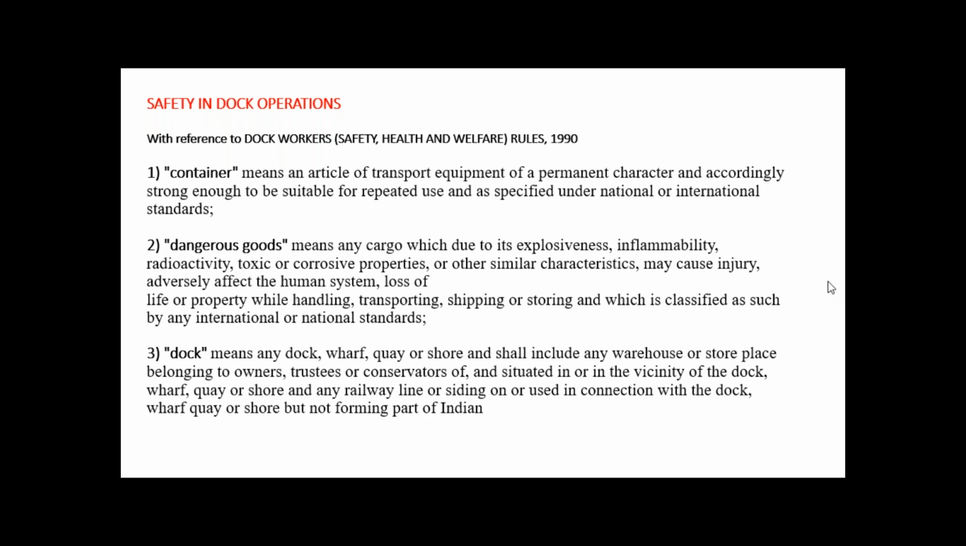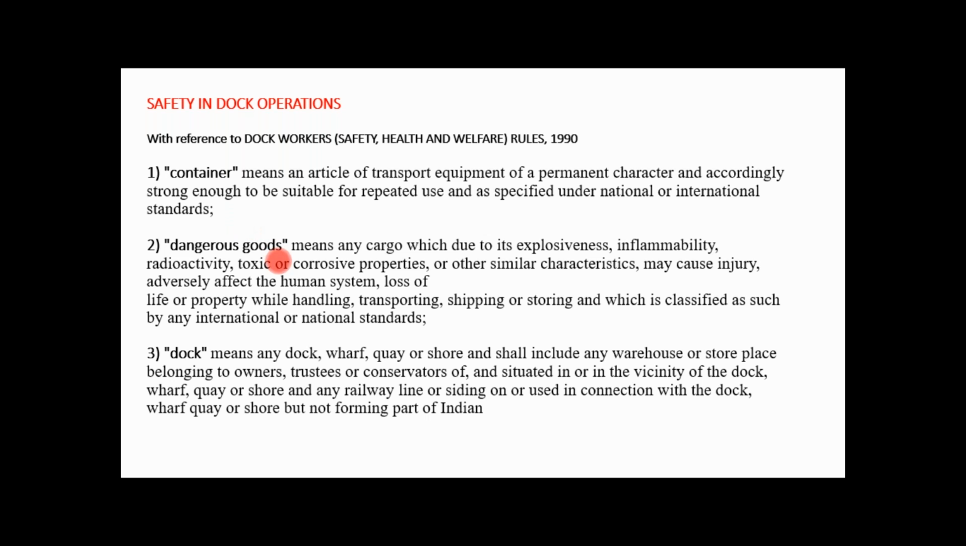So what exactly is a container? With reference to the dock workers rules, it means an article of transport equipment of a permanent character and accordingly strong enough to be suitable for repeated use, as specified under national or international standards. This container must conform to the IS standards or the international standard, so that we can do the repetitive actions of loading and unloading of large quantities of material. That is called a container.